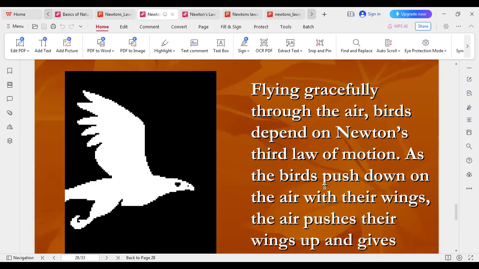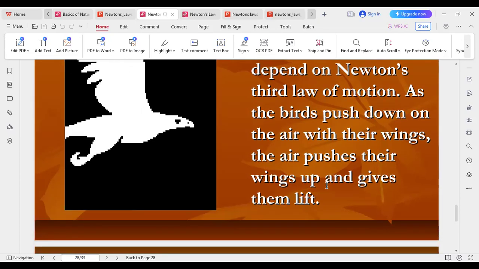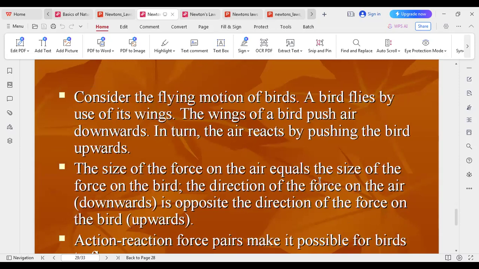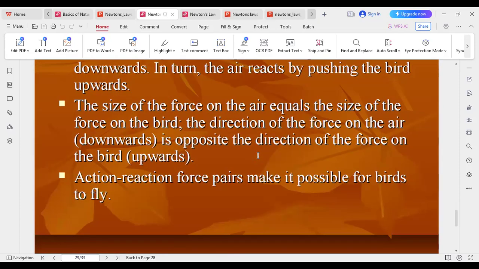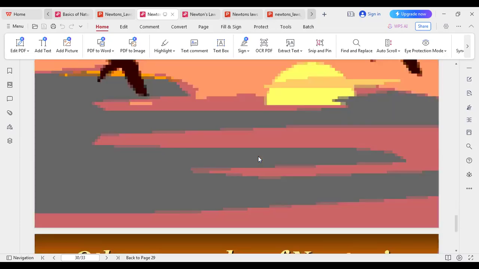As the bird pushes down on the air with their wings, the air pushes their wings up and gives them lift, so they can rise. Consider the flying motion of a bird. The wings of a bird push air downwards. In turn, the air reacts by pushing the bird upward. So this is a real life example of Newton's third law.